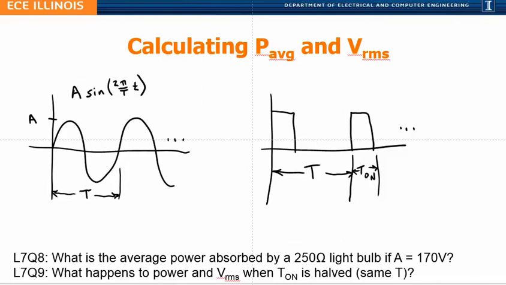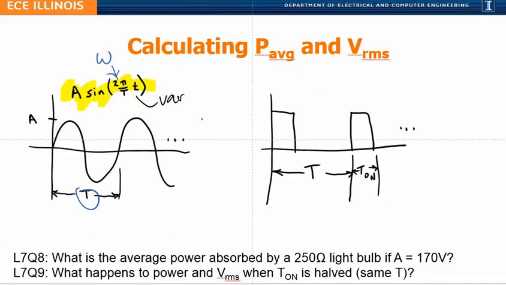So if we have a sinusoidal voltage waveform, A times sine of 2 pi over big T times little t, where t is the variable of time, and this capital T is the period here, as you notice. By the way, this 2 pi over T is sometimes called omega, just to connect it to the previous part of the video.